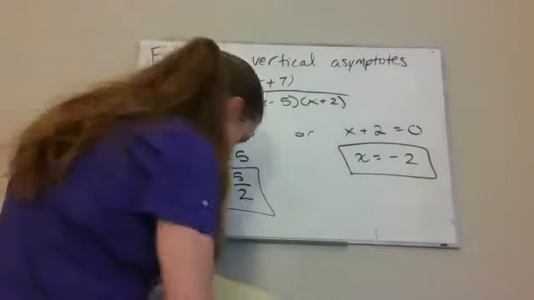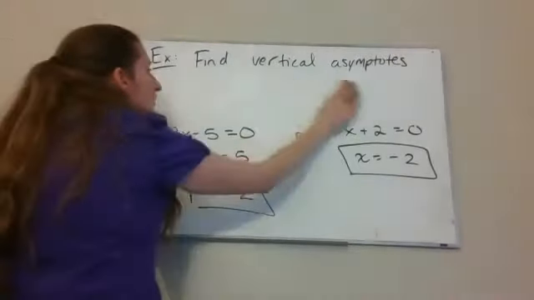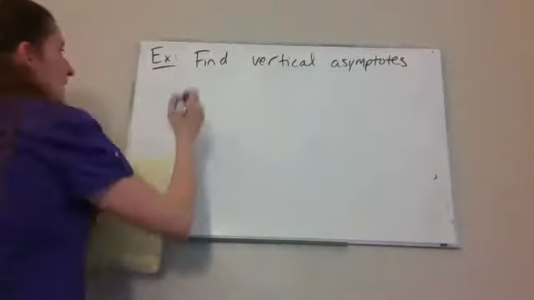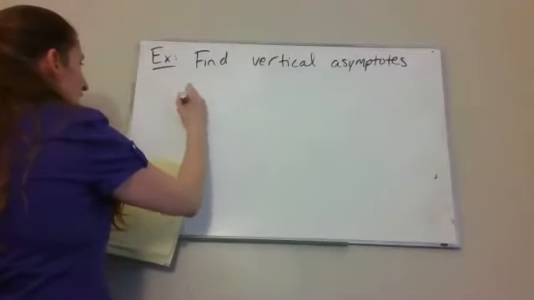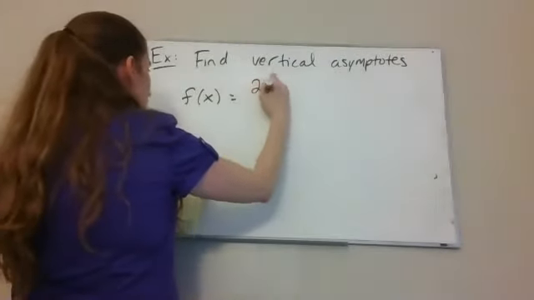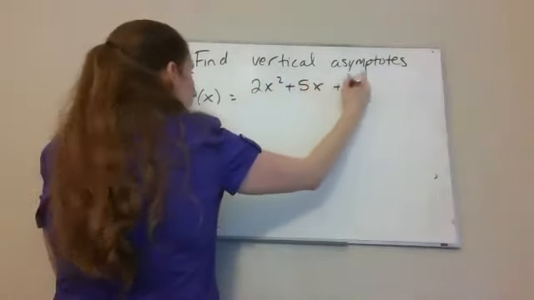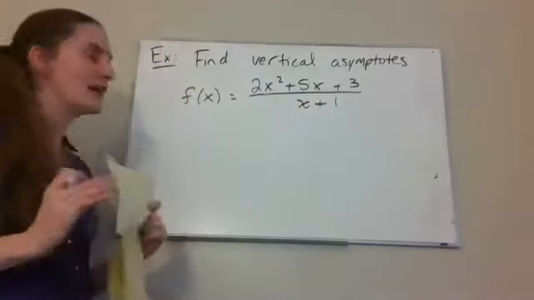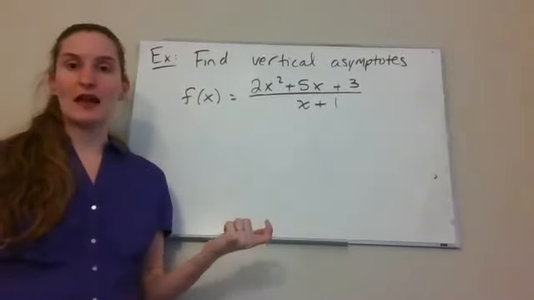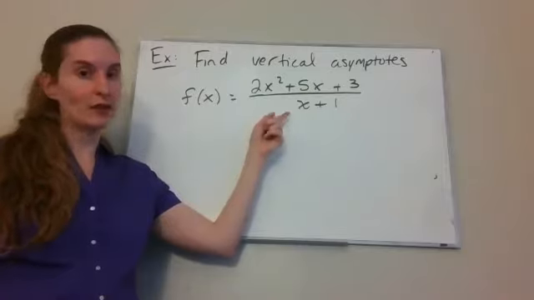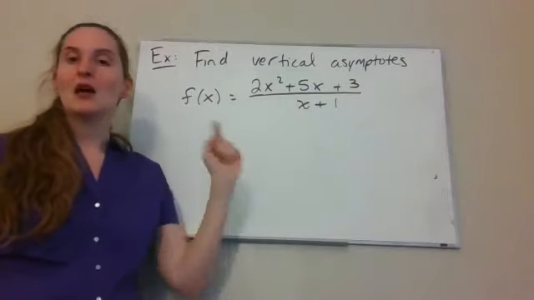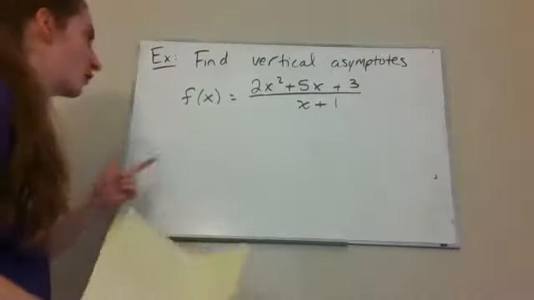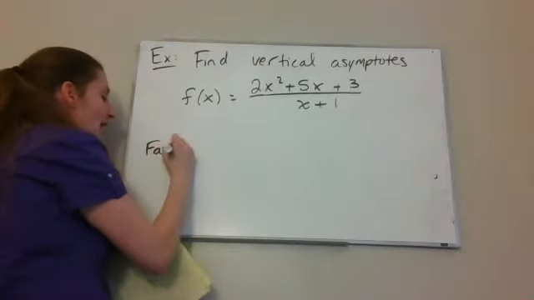Let's do another example trying to find vertical asymptotes. So find the vertical asymptotes of f of x equals 2x squared plus 5x plus 3 divided by x plus 1. Now, right now, a lot of you are probably thinking that we have a vertical asymptote when x is equal to -1, because that makes that denominator equal to 0. But remember, you have to check to make sure it's not a common factor with the numerator. So we're going to have to factor the numerator to figure that out.